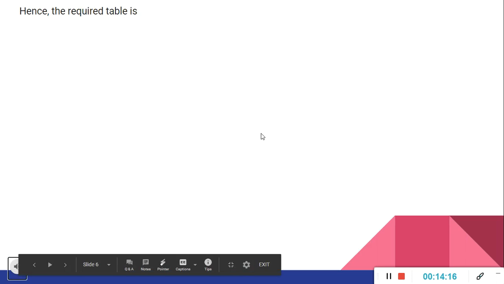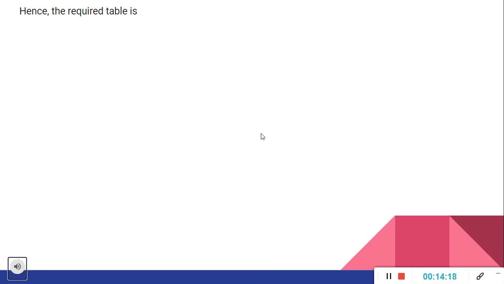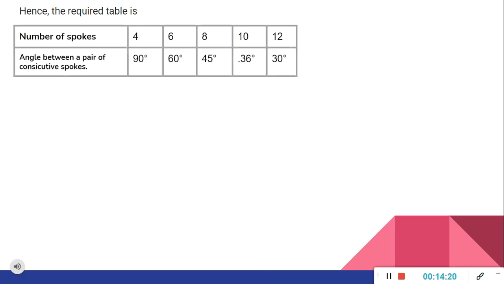Now, continuation of question number 3. Here first we can see the table we have completed. If 8 spokes are there, then the angle between the pair should be 45 degrees. If 10 spokes are there, then 36 degrees. If it is 12, then 30 degrees each, right?